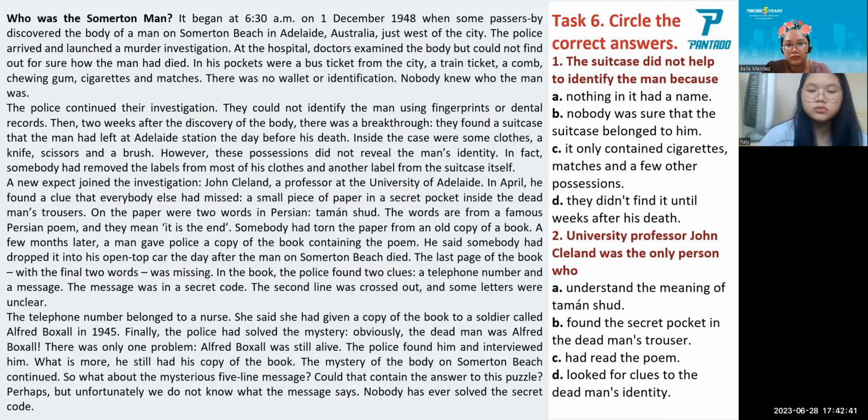I think it's A. Very good. Number 2, University Professor John Cleland was the only person who... I think it's B. Yay, very good. Okay, that is it, Holly. You did so well in this reading. Okay, so that's it. Good job for your reading performance today, Holly.